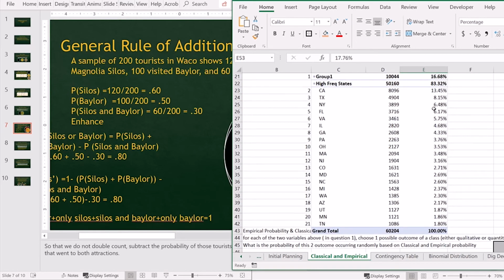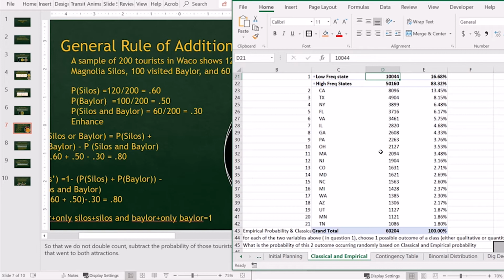Now, what's the empirical probability of this? You come up here and you find the empirical probability. So what's the empirical probability of you being in a low frequency state? What is the empirical probability of you being in a low frequency state?